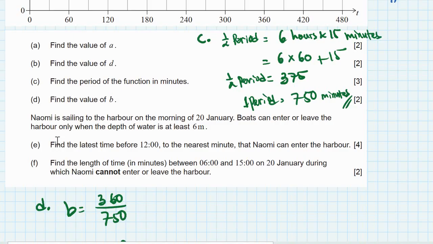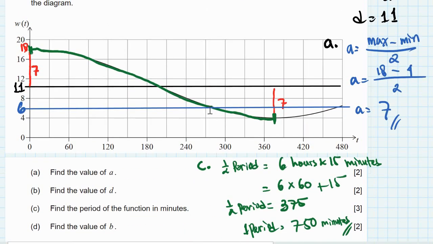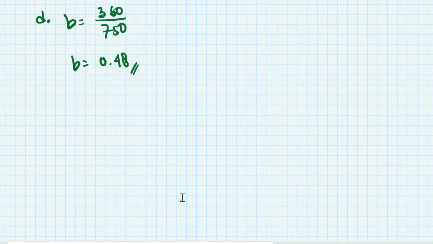Okay. Find the latest time before 12 to the nearest minute that Naomi can enter the harbor. It means we have to find this point. This is the latest time Naomi can enter. To do that, we just input it to our calculator. We have to write it down here first.